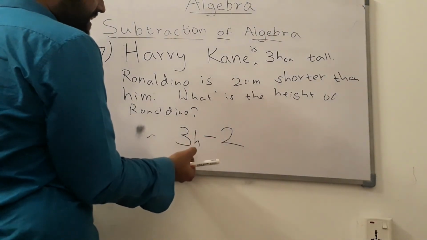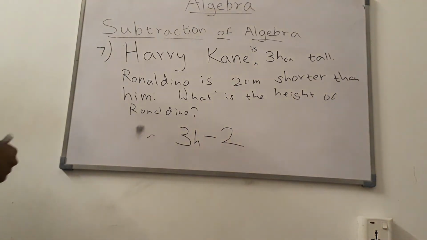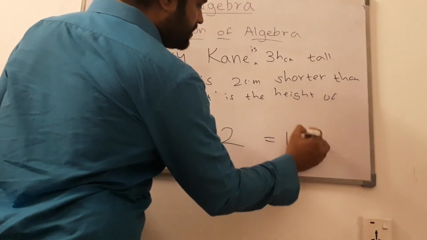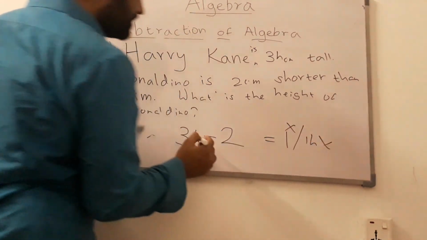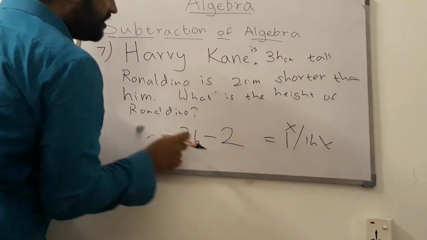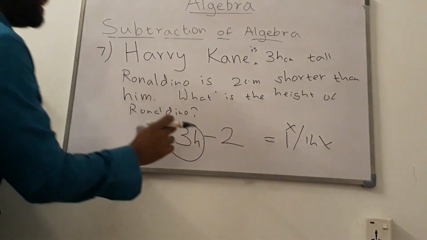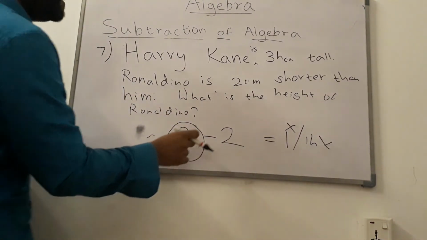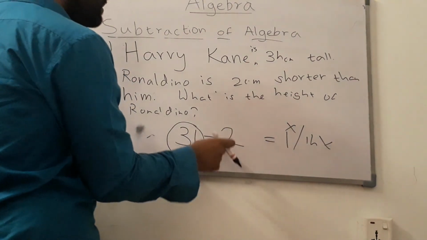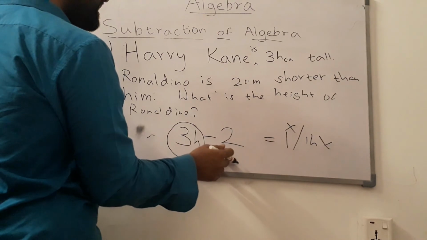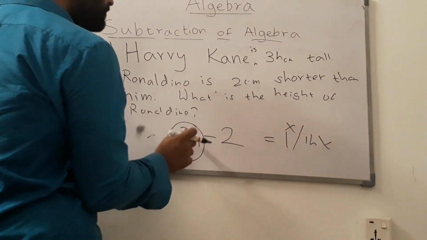Why? This is an h term, this is a number term. Don't write the answer as 1 or 1h. These are wrong. Because even though there is a number in front of h, this is an h term. 3h, not 3. 3h, this is together. And this is a number term, 2 itself. So we can't subtract 2 from 3h. So the final answer here is an algebraic expression. That means 3h minus 2.